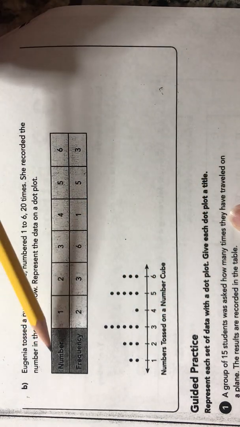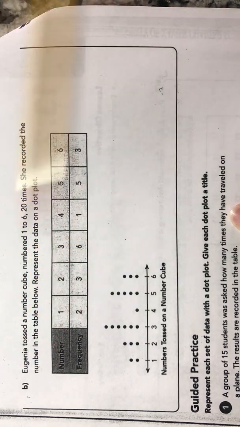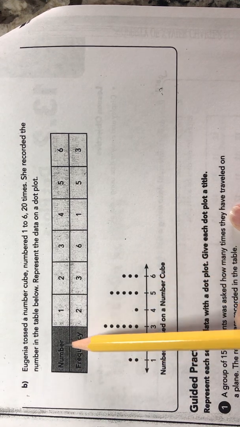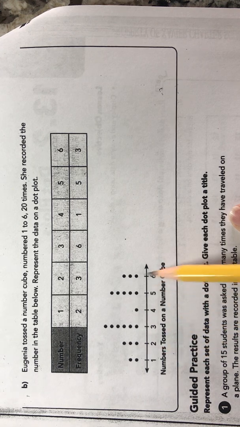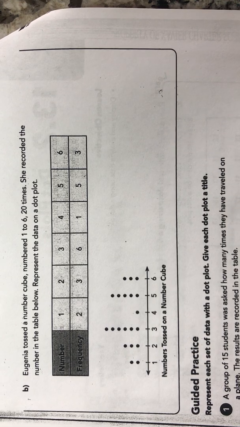Okay, I need you guys to remember that the top line of your graph right here is always going to be the bottom line down here. Do you see where it says number here? Numbers tossed on a number cube. 1 through 6, 1 through 6. Okay? All right, you ready to try one of these on your own?